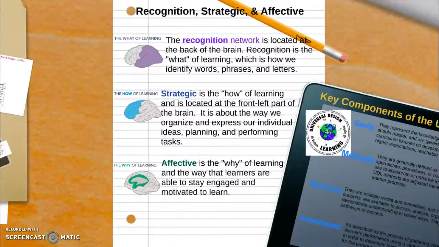Strategic is the how of learning and is located at the front left part of the brain. It is about the way we organize and express our individual ideas. Strategic also includes planning and performing tasks. Some examples of strategic are the way you plan out an essay or the strategy you use to solve a math equation. Affective is the why of learning, or the way that learners are able to stay engaged and motivated to learn.